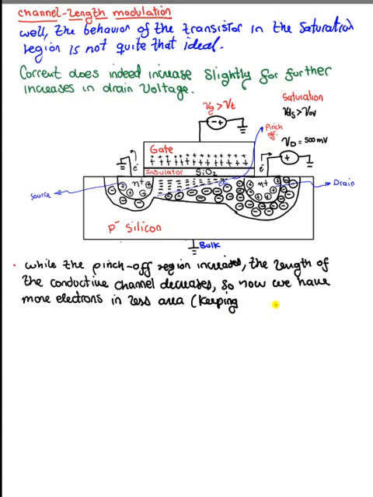Keeping the width of the channel constant. What this means is that this increased number of electrons act to reduce the resistance of the conductive channel.